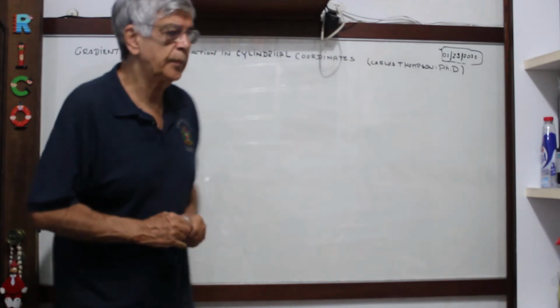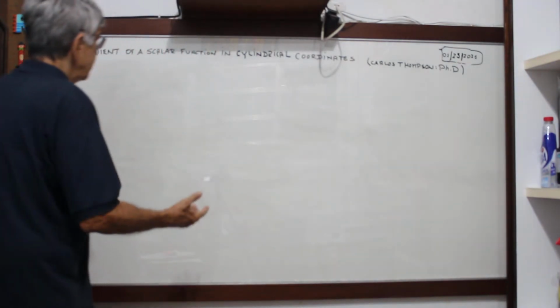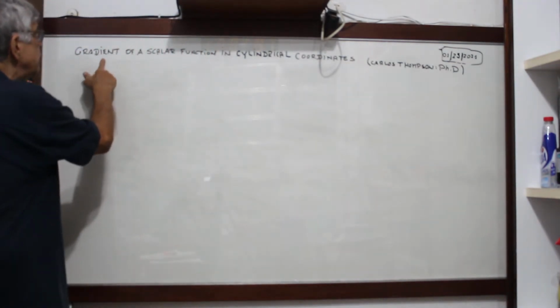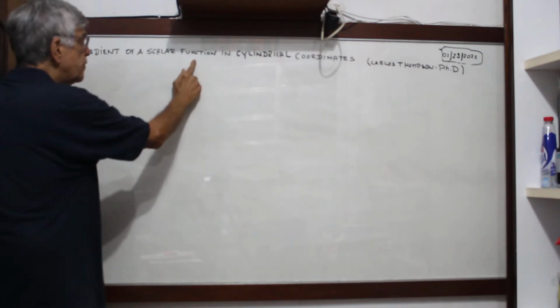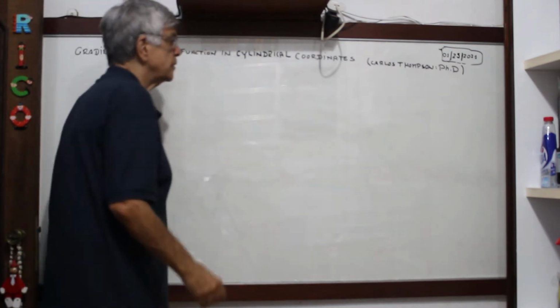In this lecture, I will derive the components of the gradient vector of a scalar function in cylindrical coordinates.